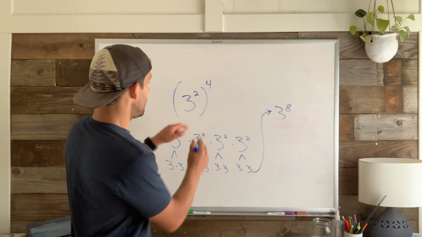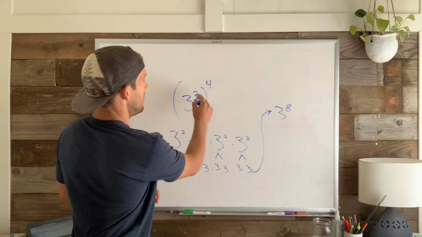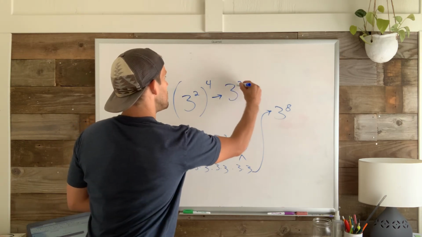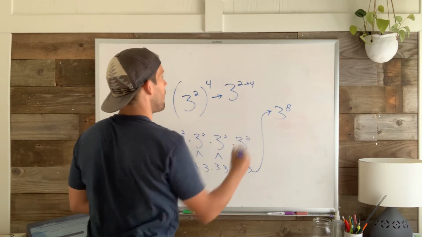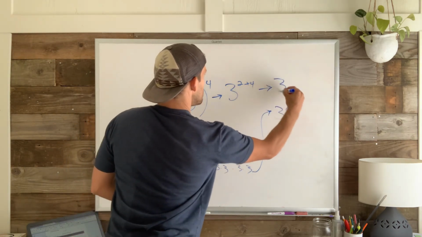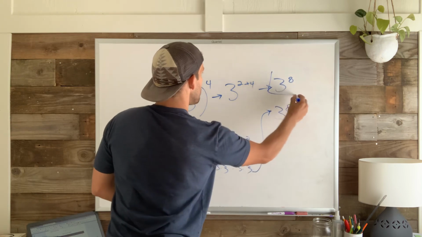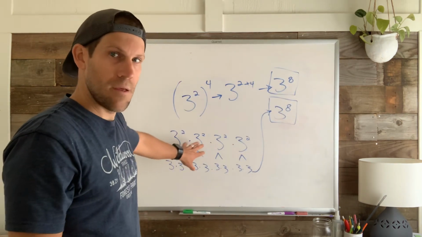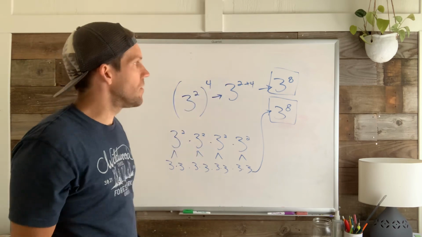A more simple rule, if you just take 3 squared to the 4th, you can say that's 3 to the 2 times 4. 3 to the 2 times 4 is 3 to the 8th, right? This is the long way. This is when we use the exponent rule.